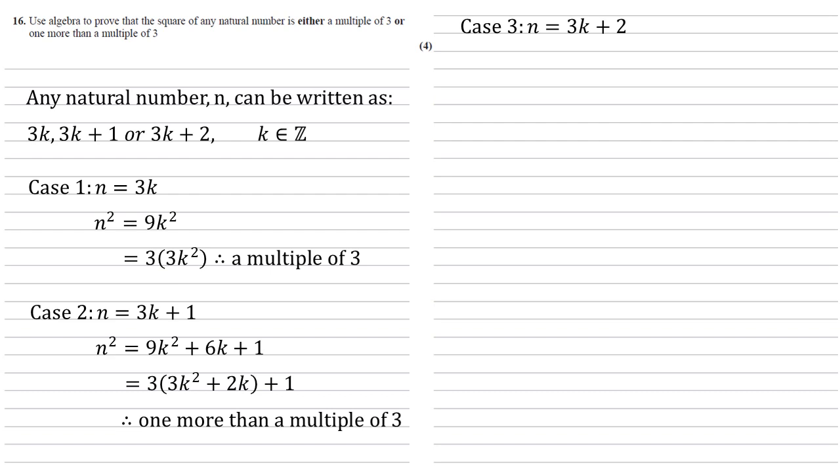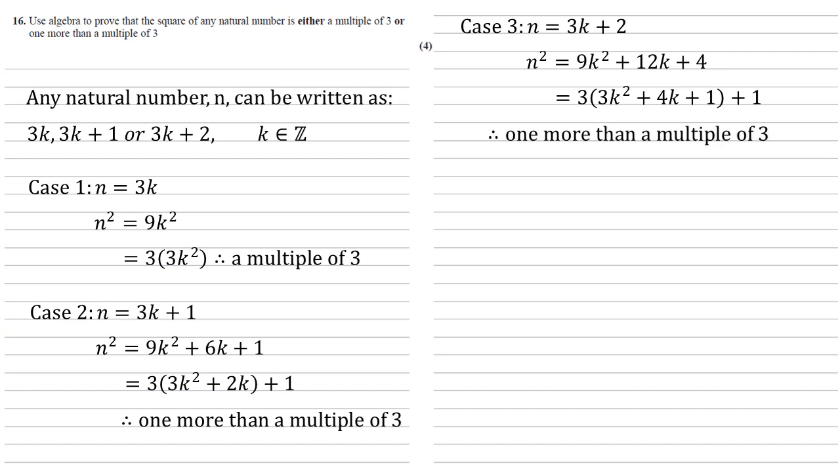And the final case, n equals 3k plus 2. Again let's square, we get 9k squared plus 12k plus 4. Now we can take multiples of 3 out of all of those terms, we can change this into 3 lots of 3k squared plus 4k plus 1, and again we've got a spare plus 1 on the end, so this one is also 1 more than a multiple of 3.